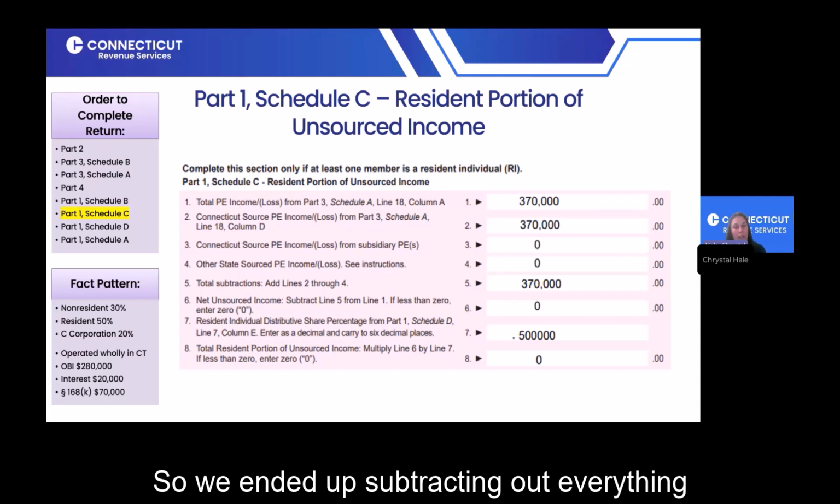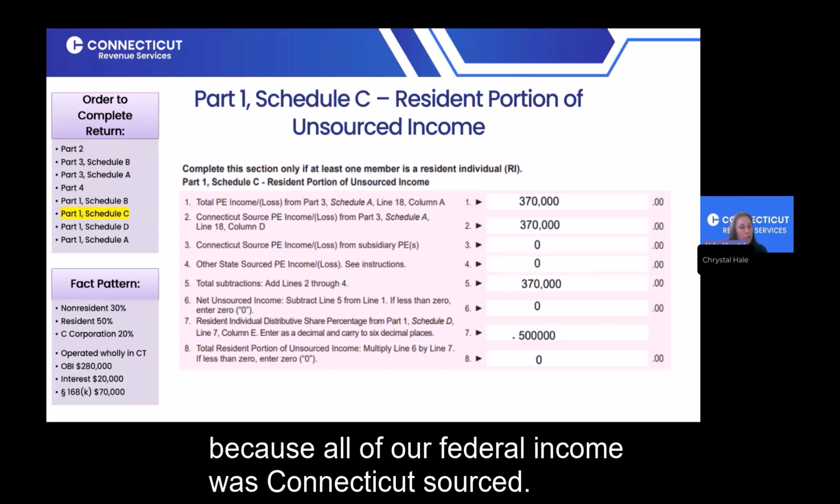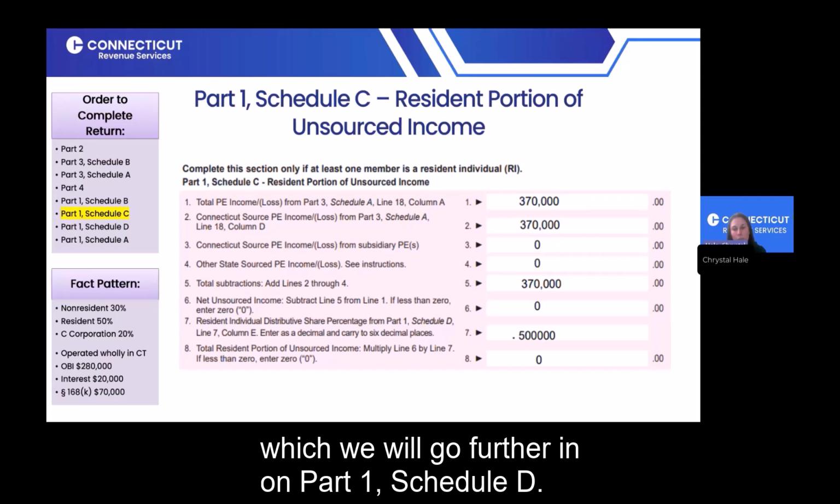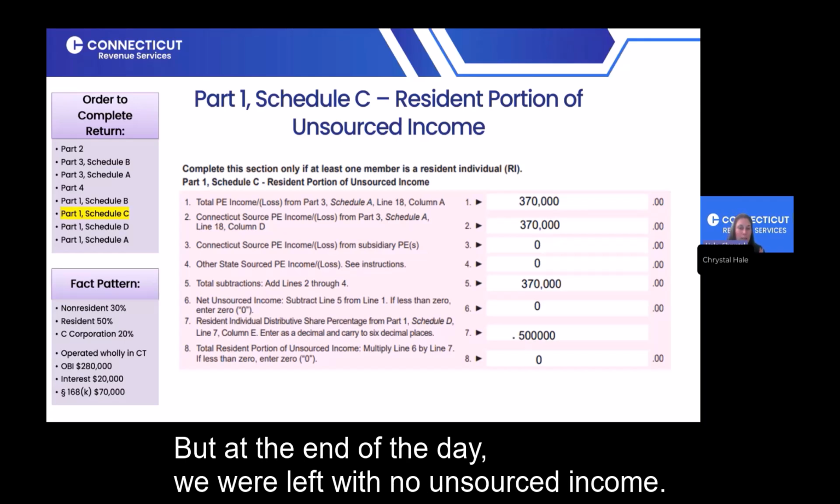So we ended up subtracting out everything because all of our federal income was Connecticut sourced. Then line 7 would just be the resident individual distributive share percentage, which we will go further into on Part 1, Schedule D. But at the end of the day, we were left with no unsourced income.